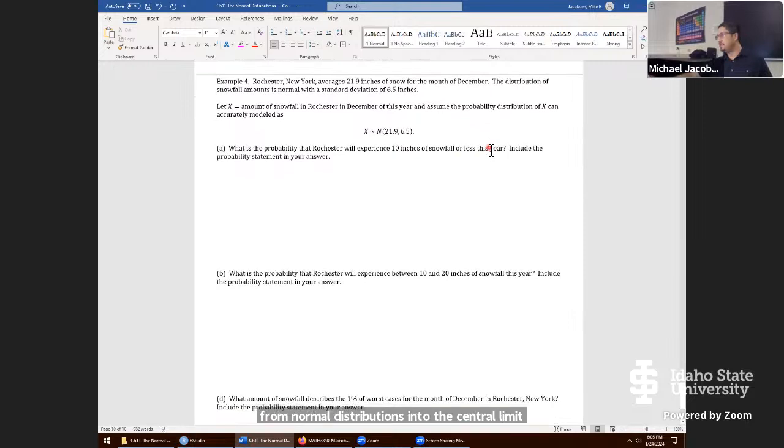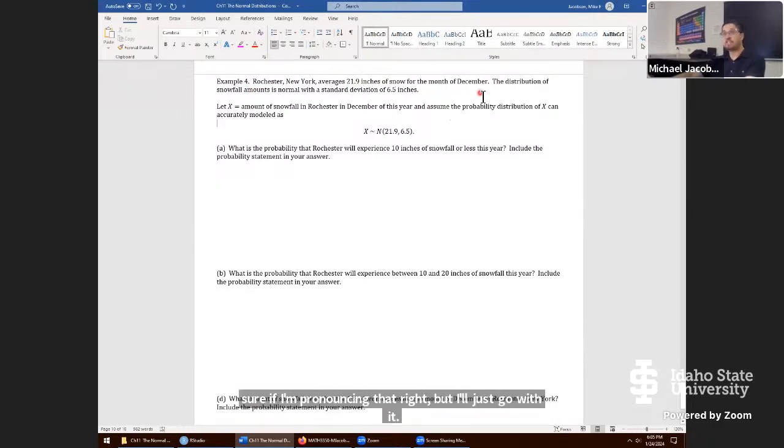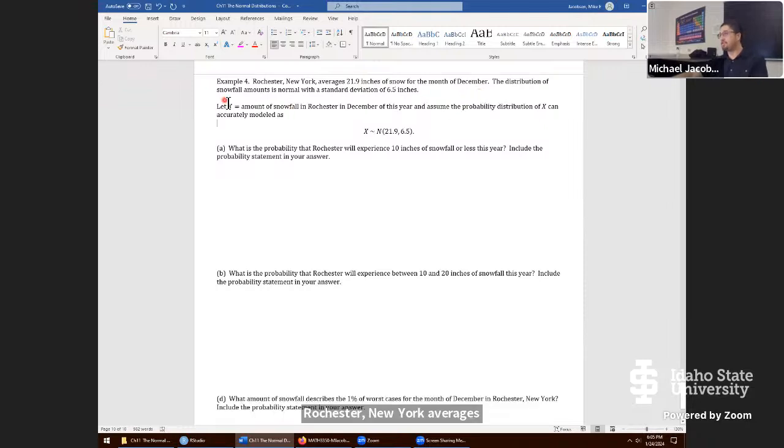So here's the setup on this one. It says Rochester, not sure if I'm pronouncing that right, but I'll just go with it. Rochester, New York averages 21.9 inches of snow for the month of December, they tell us. Distribution of snowfall amounts is claimed to be normal, with the standard deviation 6.5 inches. It looks like these are estimates, really, so that's probably after lots of data being aggregated. We have a random variable where x is going to be equal to amount of snowfall in Rochester in December of this year.